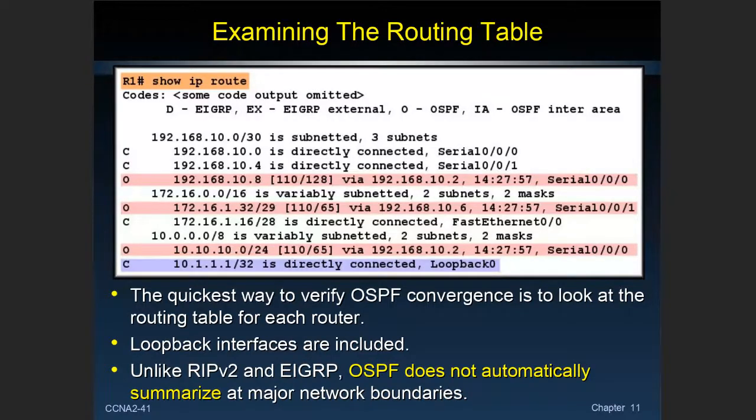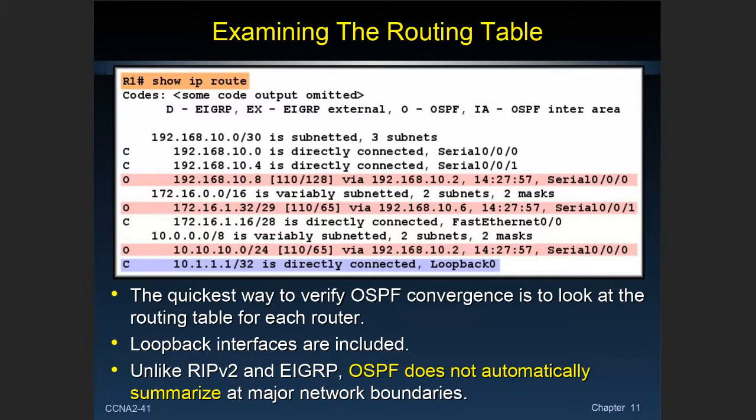So we have three directly connected networks in this routing table, and then we have the lines in pink with the O prefix. That is not a directly connected neighbor to R1. That's a remote neighbor that he learned through the OSPF process. So look at that first O line.